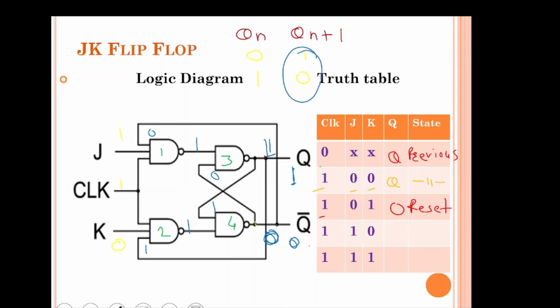Means if the previous state is 0, 1 or 1, 0, in both the cases you get the output that is 1, 0. Means Q is 1 and Q bar is 0. So here we have to write 1. If J is 1, K is 0 and clock is 1, then your output is going to be 1, which is called as a set condition. Now check for the last condition.